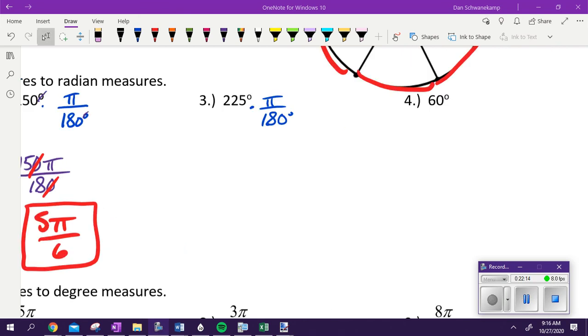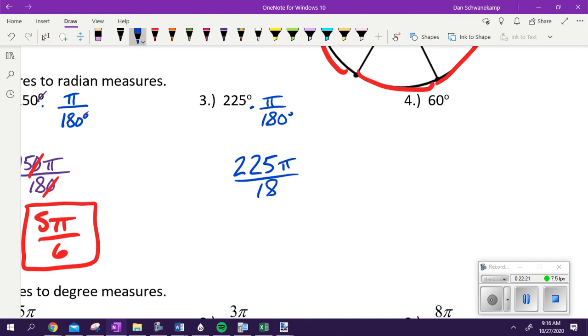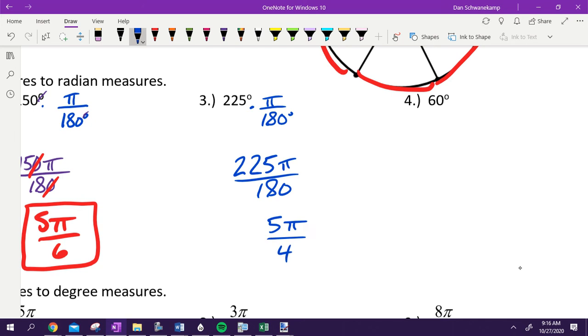Go. Here we go. We're converting, so we're multiplying by pi, dividing by 180. So it's 225 pi over 180. All I got to do is simplify that. What does that simplify into, Kate? 5 over 4. Yep. Good. 5 pi over 4. That is converted to radians.